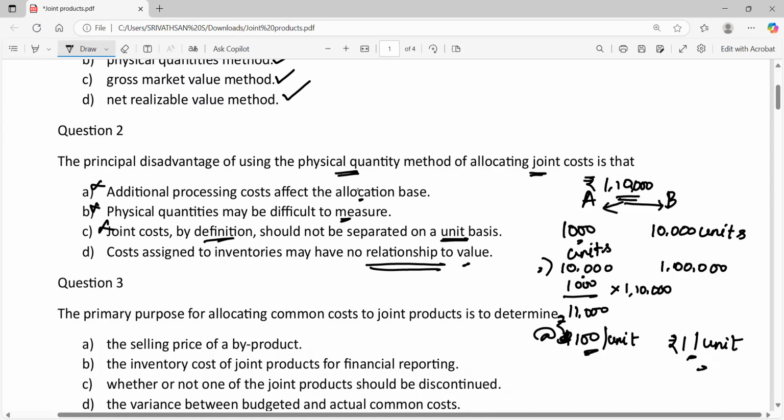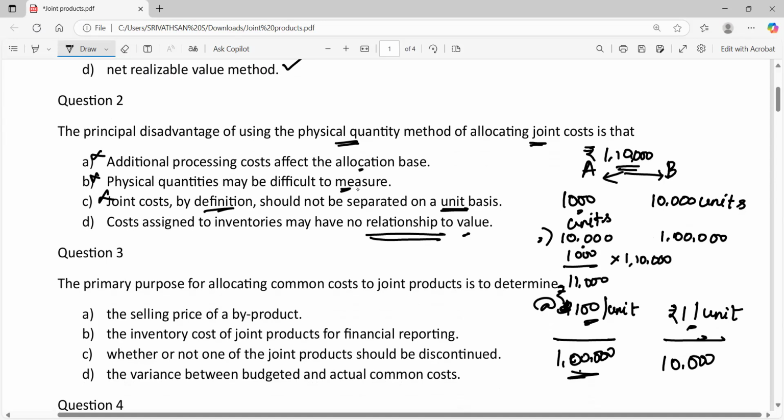What is value? What is the value of product A? 1,000 units. Each unit is valued at 100. So value is 1 lakh. And what is the value of product B? It is 10,000 units valued at rupees 1. So it is only 10,000. So value of product A is 1 lakh, but the cost that we have allocated under physical quantity method is only 10,000, right? So the cost assigned to inventories does not have any relationship to the value.